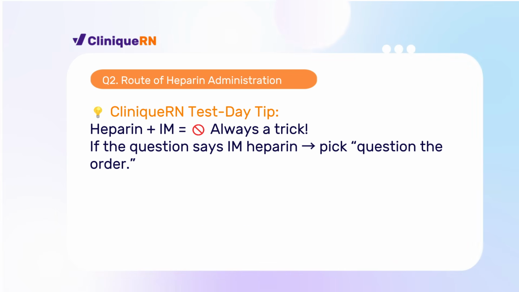CliniqueRN Test-Day tip. Heparin should never be given by the intramuscular IM route. That's always a trick question. If an exam question states that heparin is to be administered intramuscularly, the correct action is to question the order.